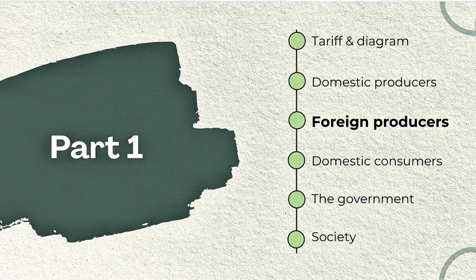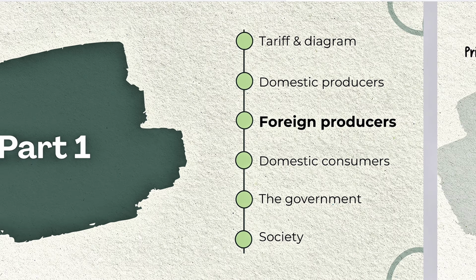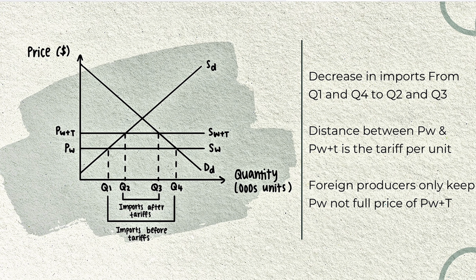Now moving on to foreign producers. Simply put, there is a decrease in imports from Q1 to Q4 to Q2 to Q3. And due to the tariff, which is the distance between PW and PW plus T, these foreign producers will only receive PW, as the tax will go to the government.